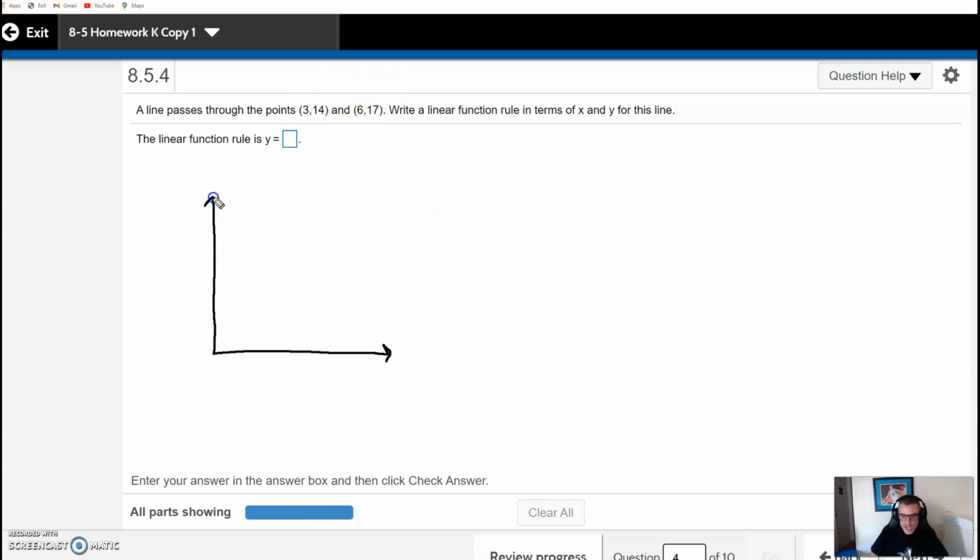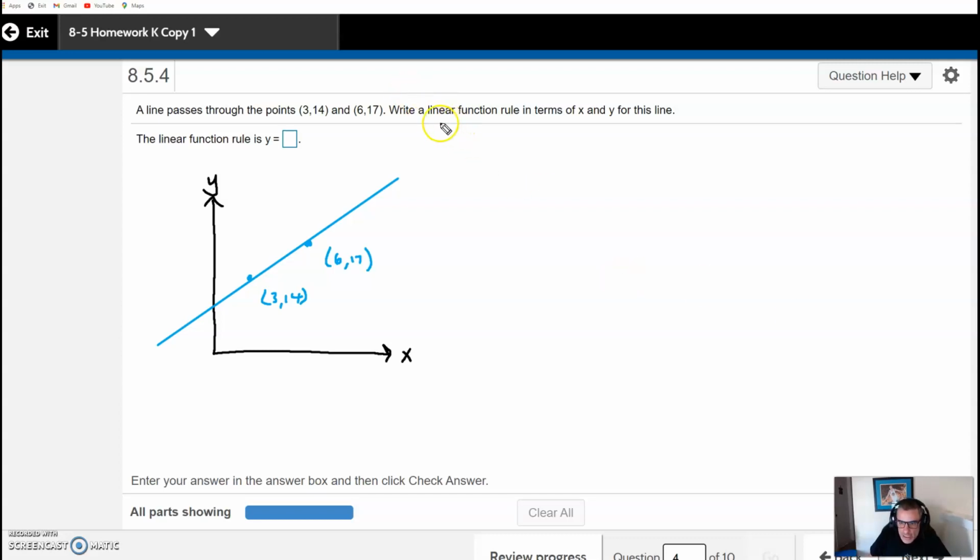So again, imagine I have a graph here. And here's my x-axis and here's my y-axis, and they say, okay, you got this point (3, 14). I'm just going to say maybe it's right there, and I'll actually put the coordinates there, and then maybe we have this other point (6, 17). So maybe it's right there, and there's a line that passes through these 2 points. All right. And a line goes infinitely in both directions. So we have a line that looks like this, and they want us to write the equation for this line.